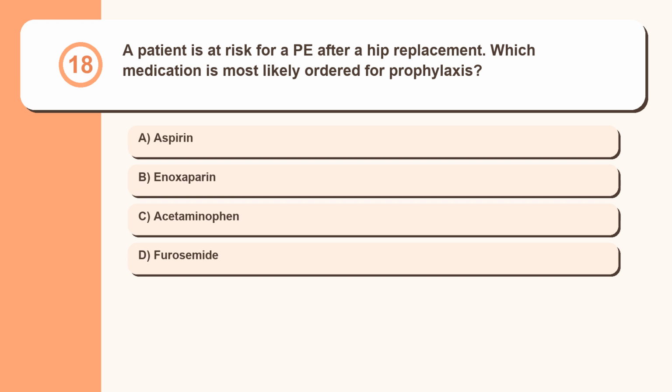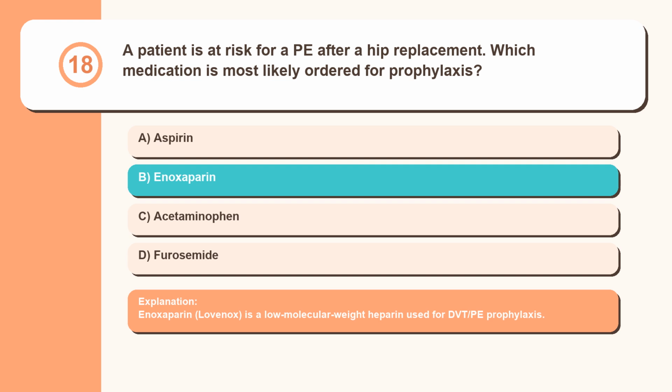Question 18. A patient is at risk for a PE after a hip replacement. Which medication is most likely ordered for prophylaxis? Aspirin, enoxaparin, acetaminophen, furosemide. Enoxaparin, Lovenox, is a low-molecular weight heparin used for DVT/PE prophylaxis.